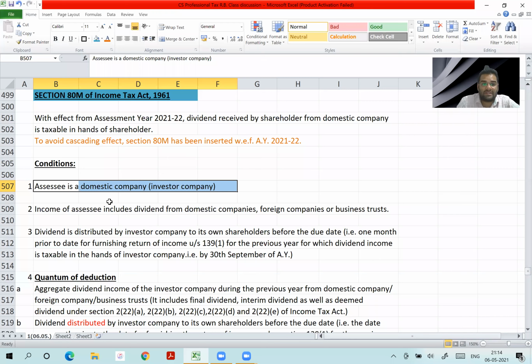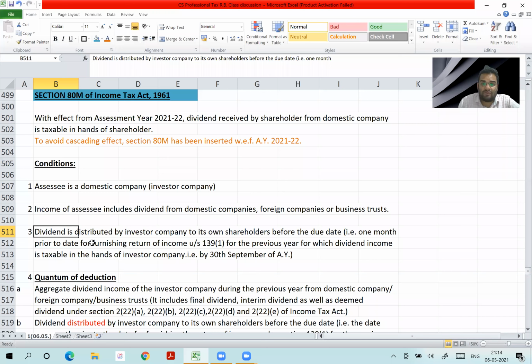Okay. The condition is that the assessee is a domestic company. Means I am a domestic company. I will be called the investor company. My company's name is Pratik Neve Private Limited. So this Pratik Neve Private Limited is an investor company. My income includes dividend from any type of companies: domestic, foreign, or business trust.